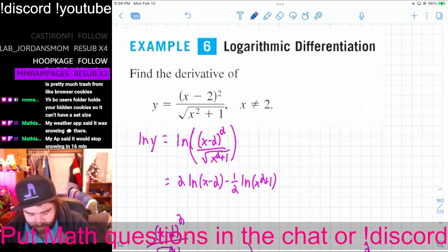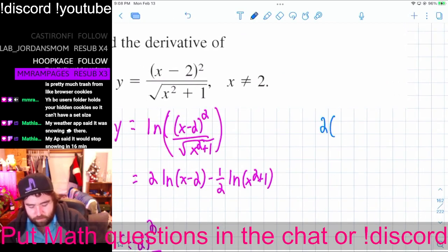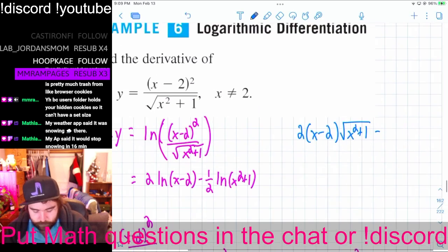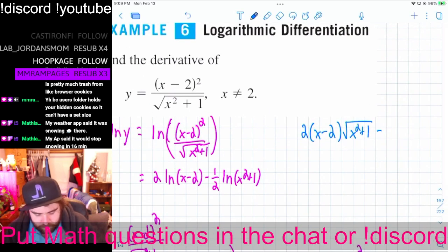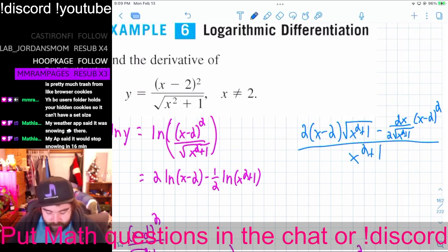Let's change colors so it's obvious. So let's use quotient rule. So you do the derivative of the top, which is 2 times x minus 2, times the normal bottom, minus the derivative of the bottom, which is 1 over 2 root x squared plus 1 times 2x, times x minus 2 squared, all of that over x squared plus 1. So honestly, it does kind of seem like it's the same.